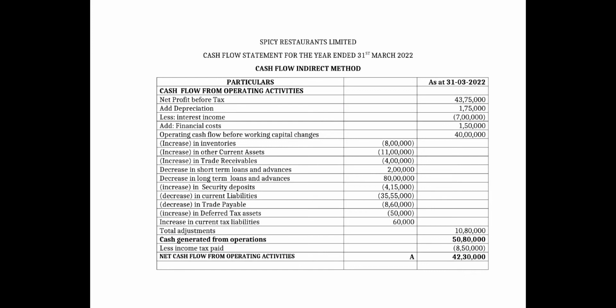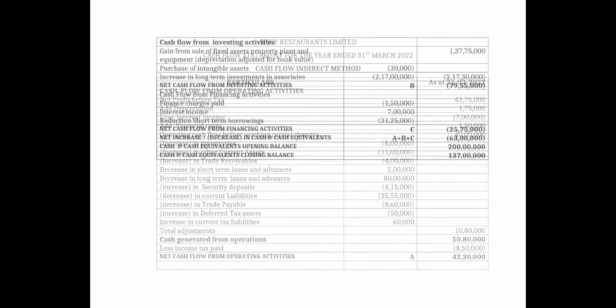Then we go to cash flow from investment activities. Investment activities cover sale of plant and equipment during the current year, purchase of plant and equipment during the year, and sale of securities, short-term securities, or purchase of short-term securities. All that will come in the investment activities. The financing activities will cover the finance charges, interest paid, short-term borrowings, long-term borrowings, and these things are covered under the financing activities.